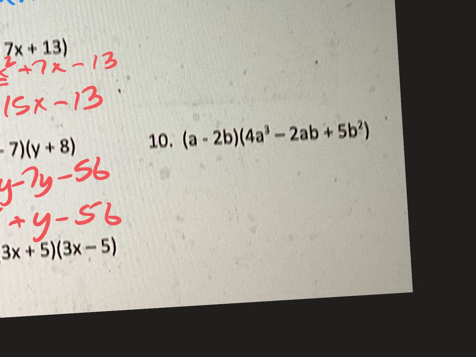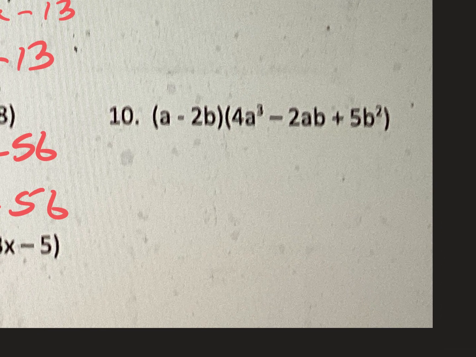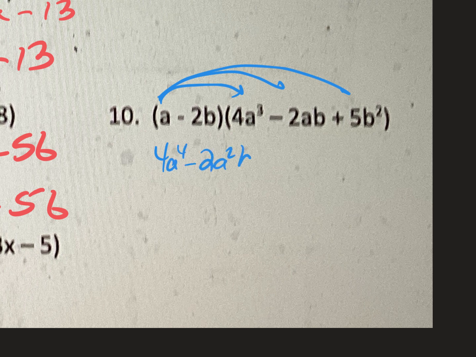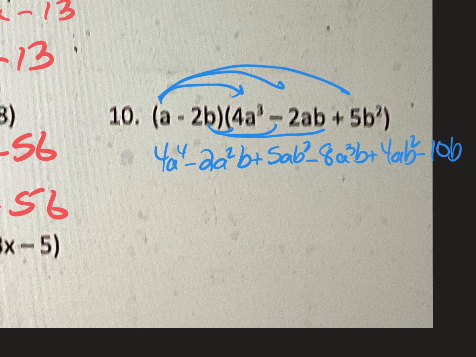Got it. Number 10, as far as I'm concerned, the hardest, not the hardest, but the most tedious one in the whole test, because I got a binomial and a trinomial. I'm going to take the a all the way through first. Here it goes. A times 4a cubed is 4a to the 4th. A times 2ab is negative 2a squared b. A times 5b squared is 5ab squared. Now, taking the negative 2b, don't forget it's negative 2b, so it's going to change the sign. So it's going to make it negative 8a cubed b plus 4ab squared, and then minus 10b cubed.